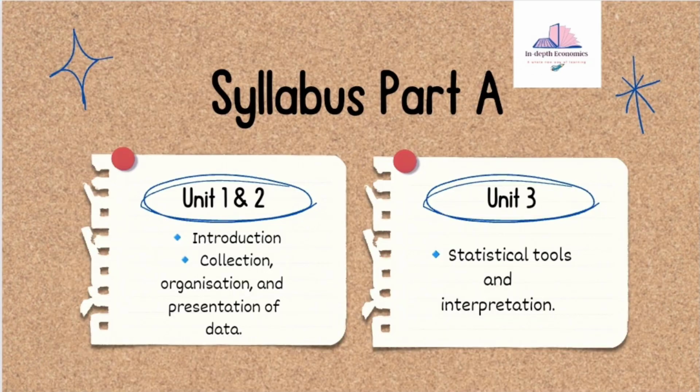Part A has 3 units. Unit 1, Introduction. Unit 2, Collection, Organization and Presentation of Data. And Unit 3, Statistical Tools and Interpretation.